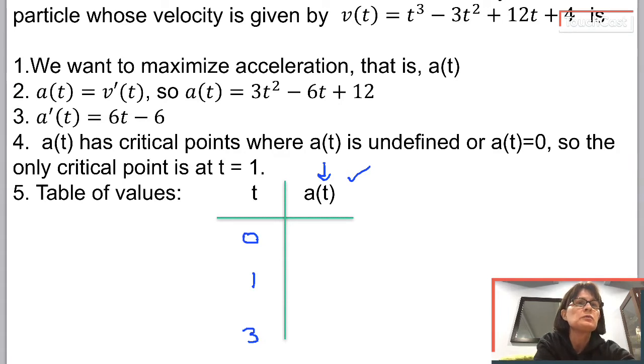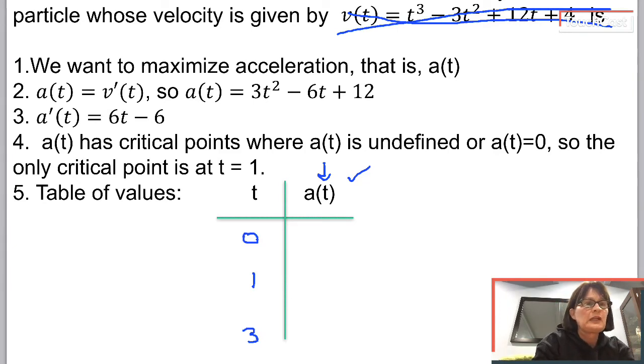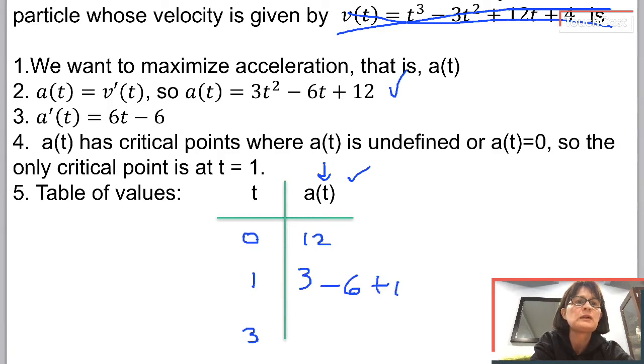Don't let that fool you. Sometimes you're used to just going back and plugging back into the original function, but that's not what's going on here. I'm trying to find the maximum acceleration value, so I'm going to use these t values in the acceleration function. Here's acceleration. So a of 0 is going to be 12. A of 1 is going to be 3 minus 6 plus 12, which is 9.